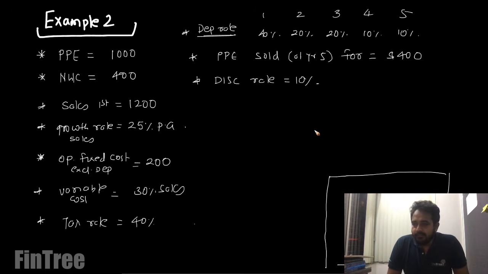You have sufficient data to get initial working capital, initial cash outflow, you have sufficient data to get operating cash flow, and you also have sufficient data to get the terminal cash flow. So with this information, I want you to calculate net present value.